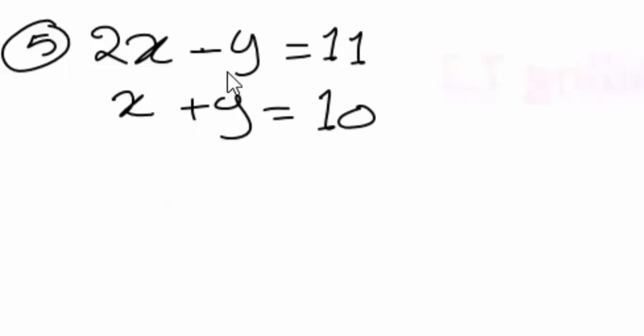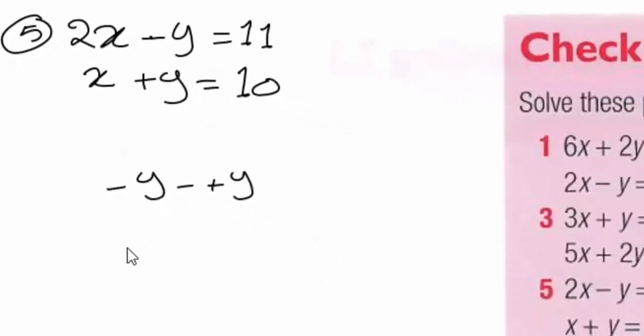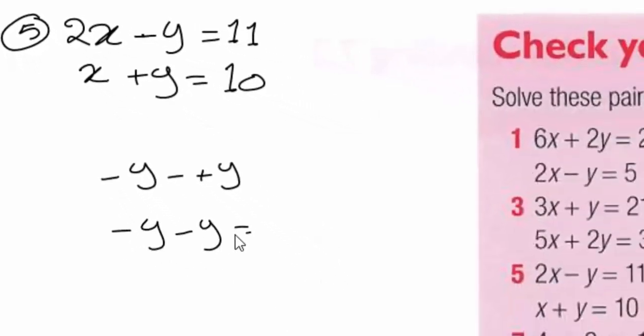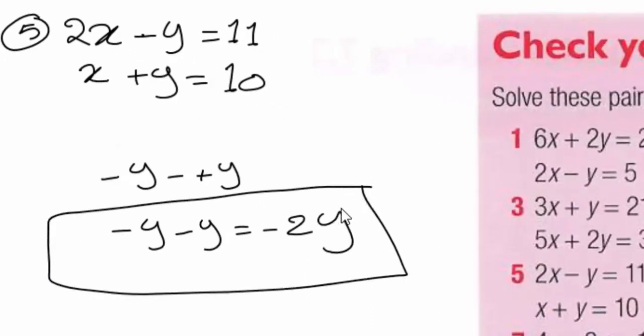So in this case, when you see the same variable with different signs, we need to add the two equations together. Then negative y plus positive y will be 0. But if we subtract them, we will have negative y minus positive y, that will be negative y minus y. That gives negative 2y. Look, the y didn't eliminate. We couldn't remove the y with minus.